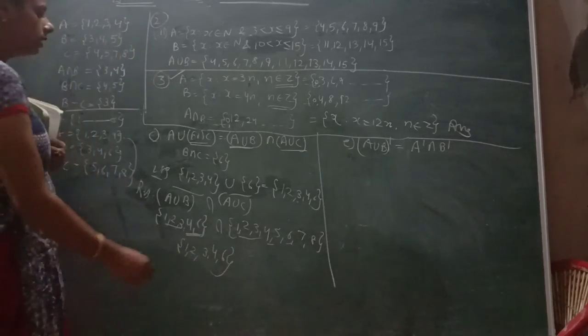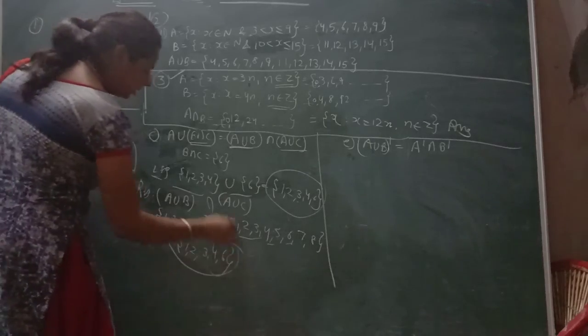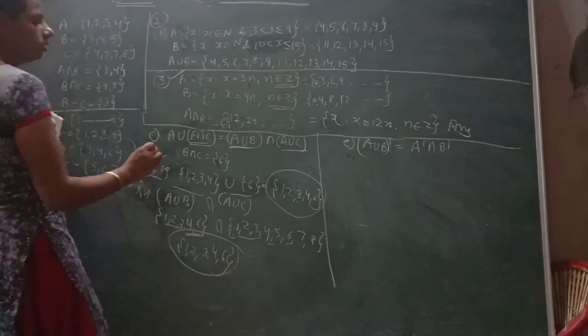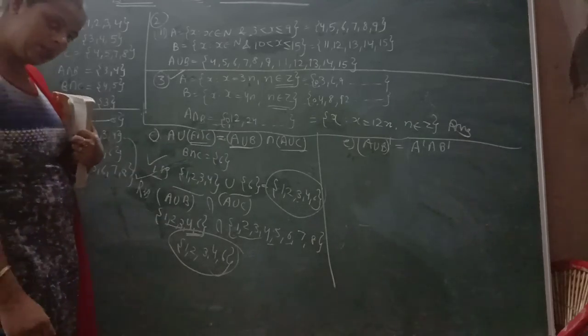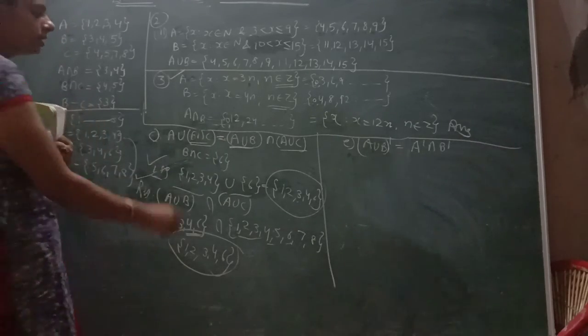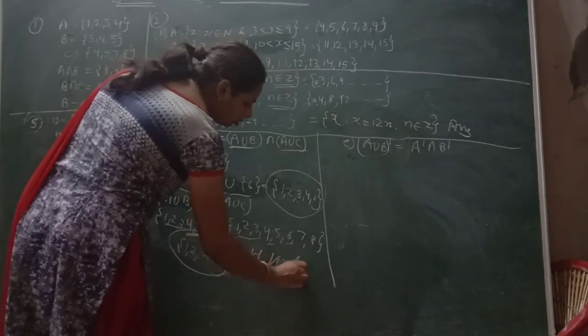Now you can see that your left hand side and right hand side are both the same set. So your left hand side is equal to right hand side. You have to prove these two terms. So firstly solve the left hand side and then solve the right hand side. You will get the same. Hence verified. Then your question is completed.